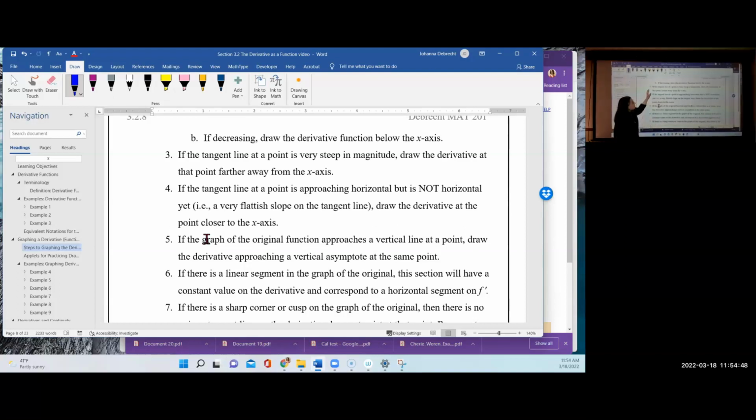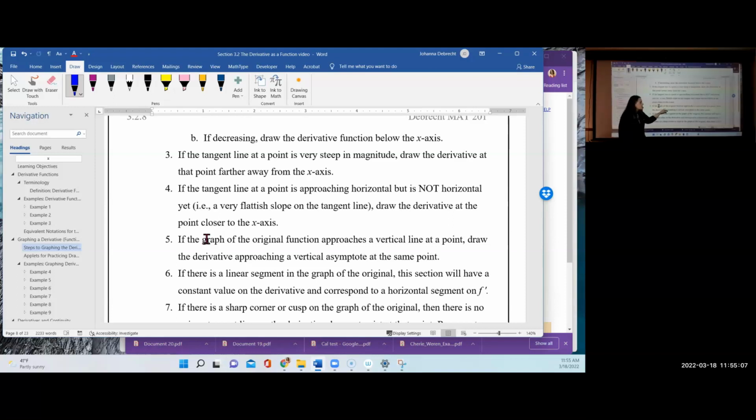The next thing that we want to do is look at a tangent line at a point that's approaching horizontal, but is not horizontal yet, very flat. Remember, draw the derivative close to the x-axis. It is nearing the x-intercept.